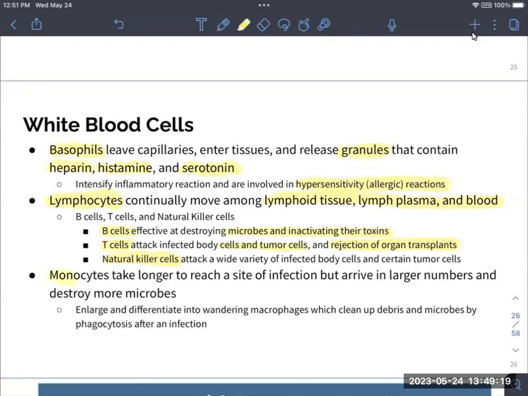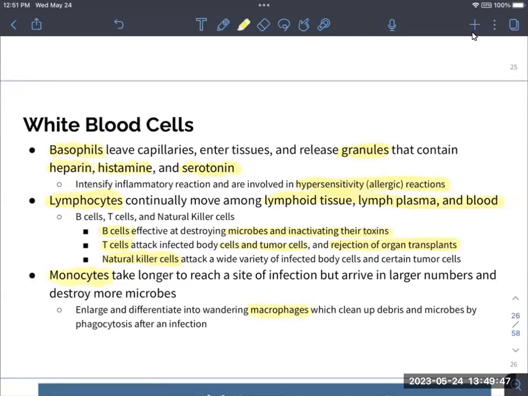Monocytes are the last type of white blood cell. They're the last type because they take the longest to get somewhere. They take longer to reach that site, but they come in huge numbers. Once they leave the bloodstream, they turn into macrophages.